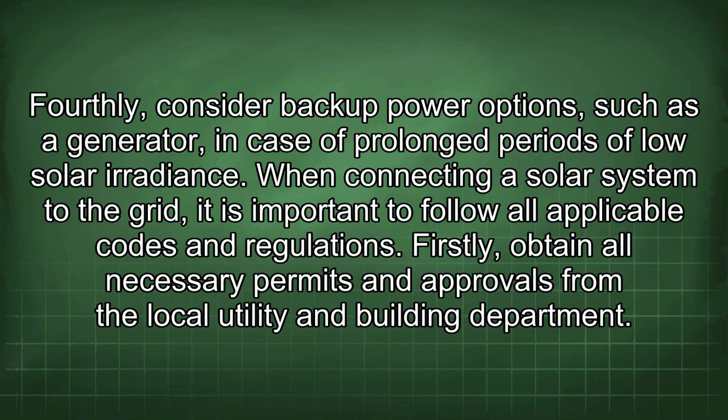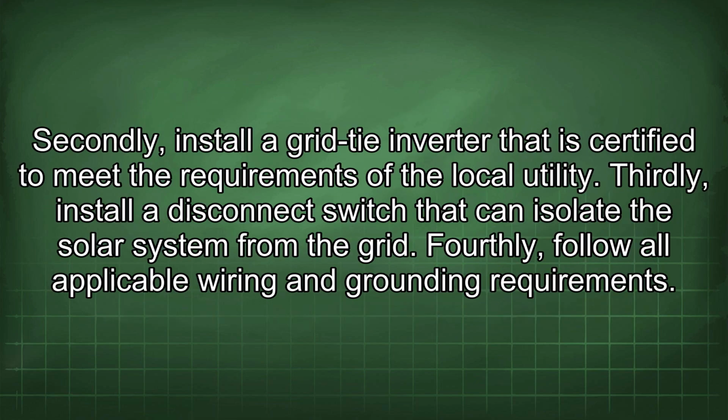When connecting a solar system to the grid, it is important to follow all applicable codes and regulations. Firstly, obtain all necessary permits and approvals from the local utility and building department. Secondly, install a grid tie inverter that is certified to meet the requirements of the local utility. Thirdly, install a disconnect switch that can isolate the solar system from the grid. Fourthly, follow all applicable wiring and grounding requirements.